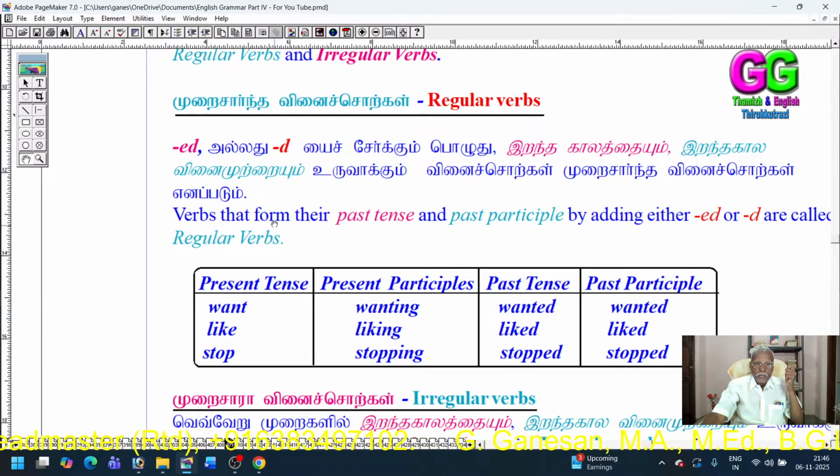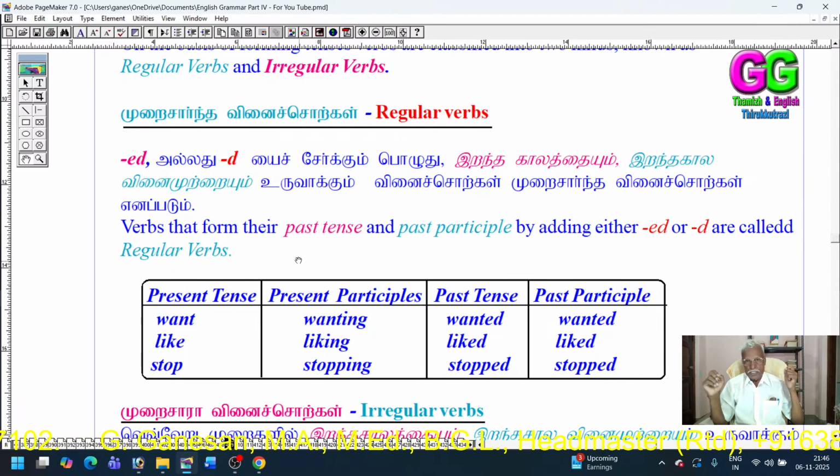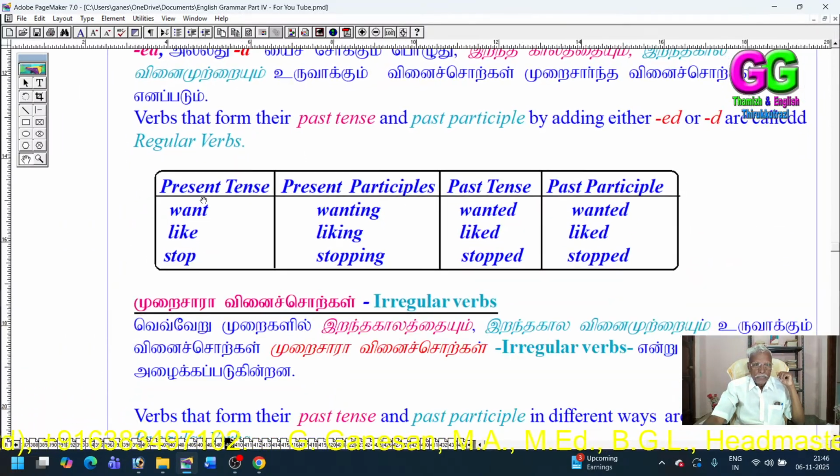Verbs that form their past tense and past participle by adding either ed or d are called regular verbs. Examples: present tense, present participle, past tense, past participle.